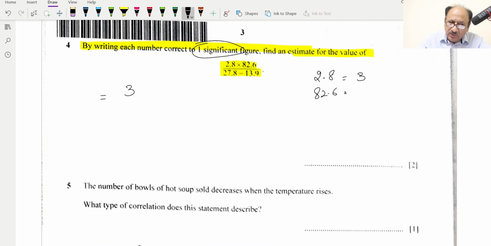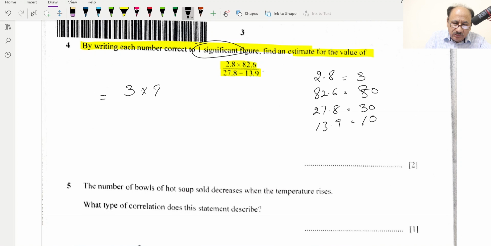82.6 will be rounded to 80 because ending zeros are non-significant, and 27.8 will be rounded to 30. And then 13.9 can be rounded to 10, so closer to 10. So these numbers we will be replacing.